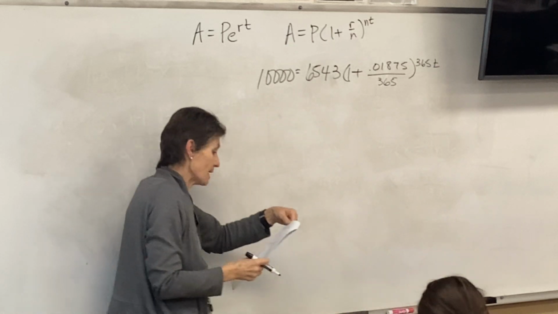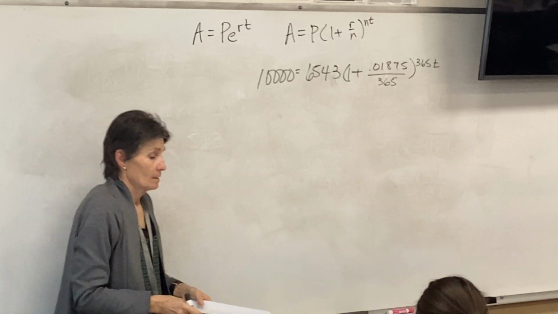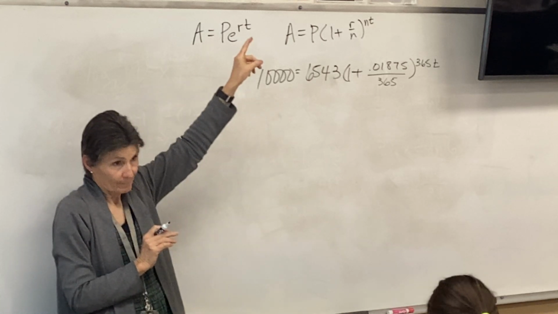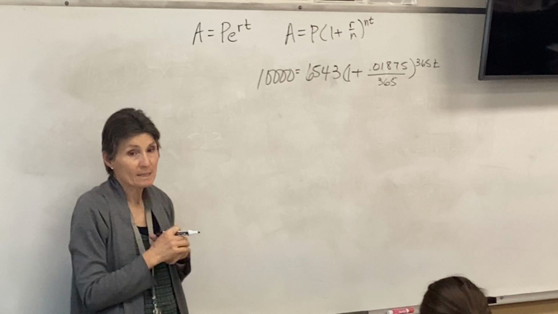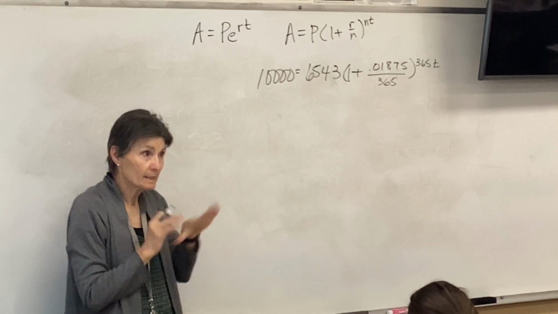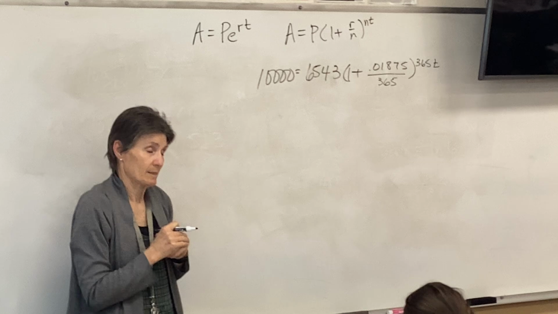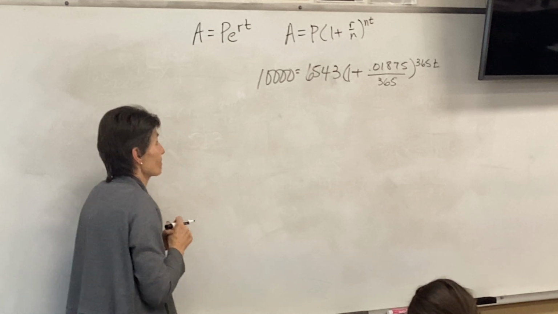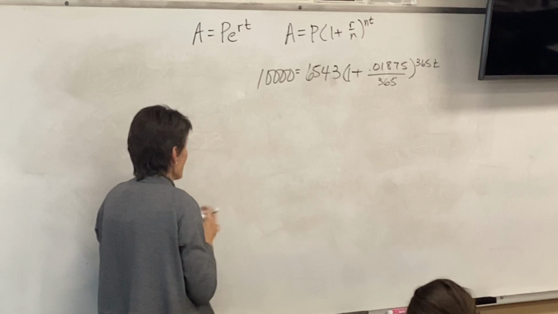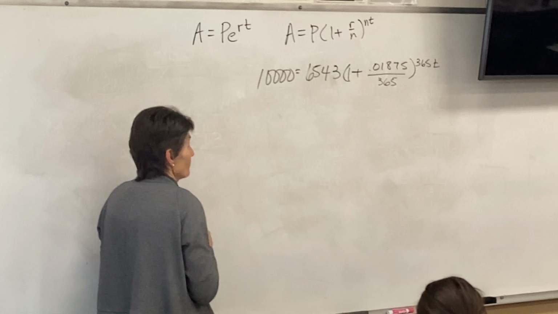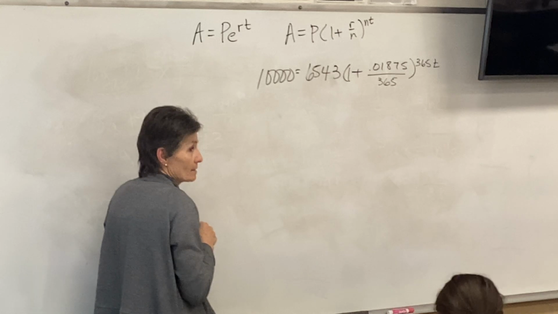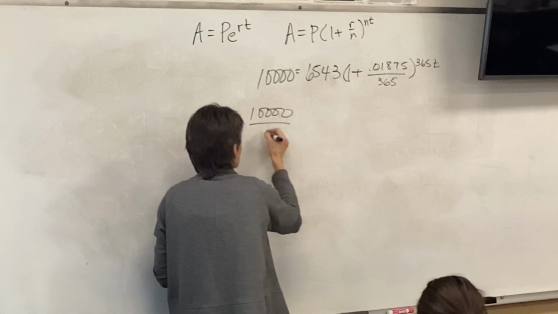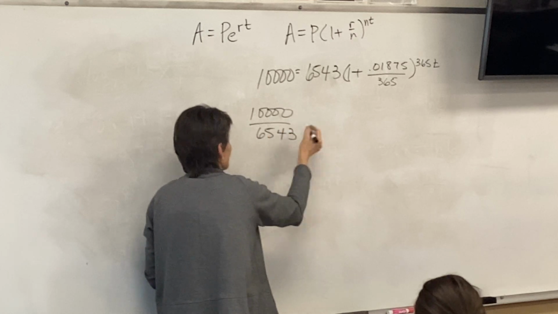And my question is, how long will it take? So notice, where's my variable? Up there again, which means I'm going to eventually need logarithms, but not yet. What do I have to do first? What has to be step 1? Divide by 6543. That number cannot be there. So I'm going to have 10,000 divided by 6543.